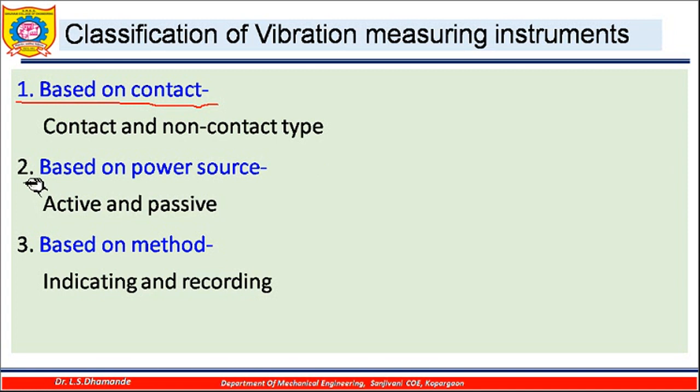Second is based on the power source, so some instruments are active and some are passive. The third way is based on the method. Some instruments are indicating instruments, where you can directly see the vibration value on the indicator, and some instruments are of recording type. This means it will record readings, but you cannot see what those readings are. Once we connect that recording system to a computer, then on the computer we can see those readings. So this is another way of classifying measuring instruments.